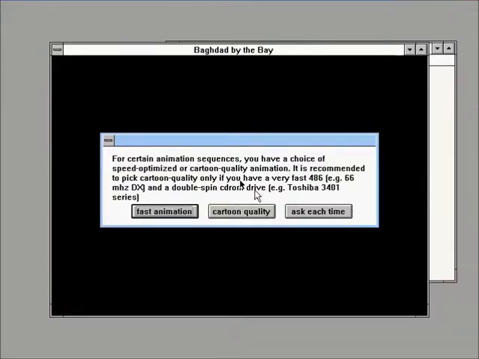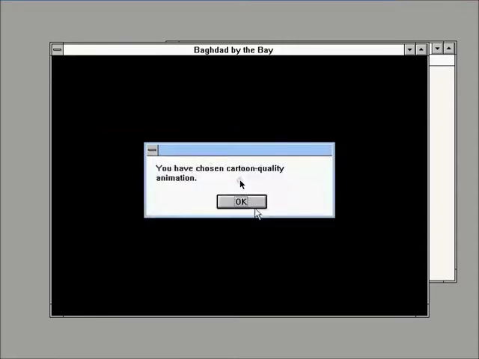I'm running this on DOSBox and max 105% cycles, so I'm gonna choose cost and quality. You've chosen cost and quality animation. Let's see.